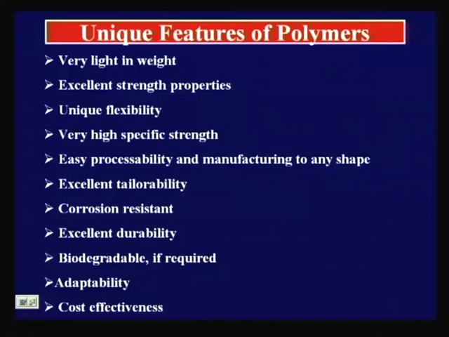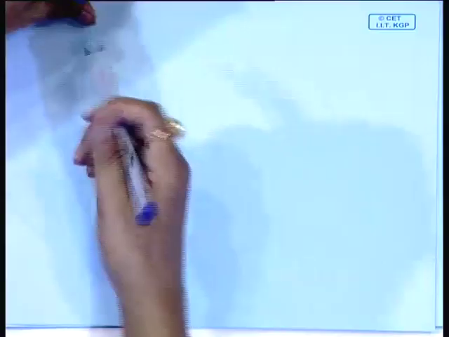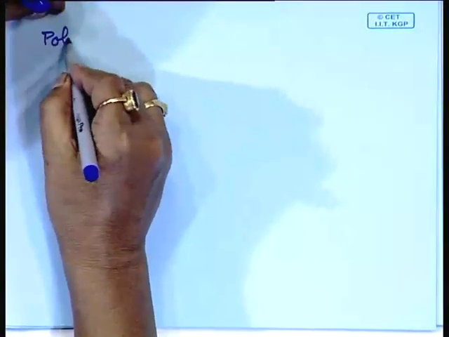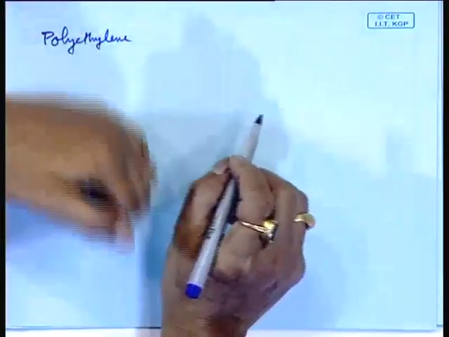Next important point is tailorability. What is tailorability? You know who is a tailor, what a tailor does. He cuts the cloth according to the shape and dimension in order to fit you. That is called tailorability. Now, why do we call polymer a very good tailoring material? I give you a simple example. Say you have in your hand polyethylene, a polymer material.